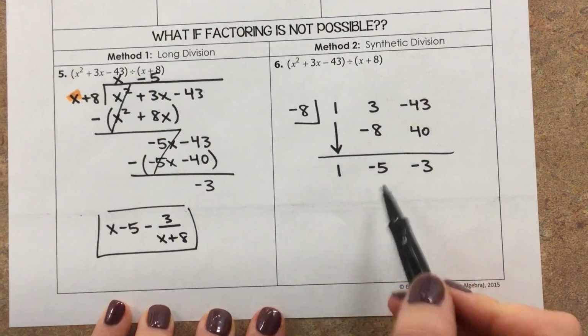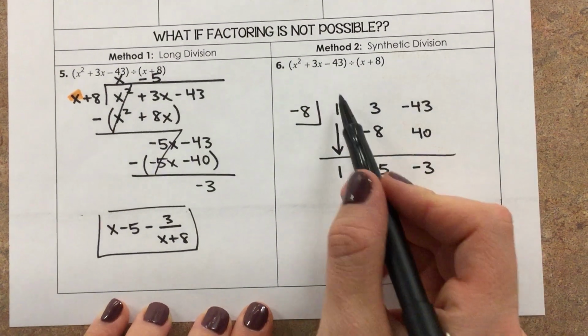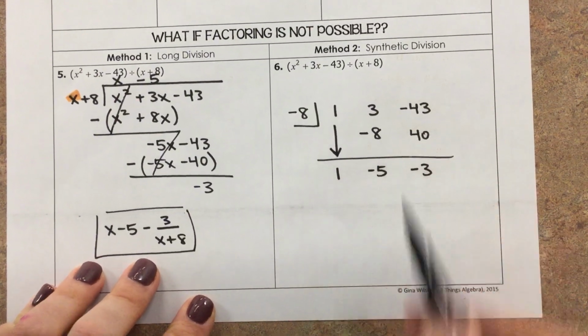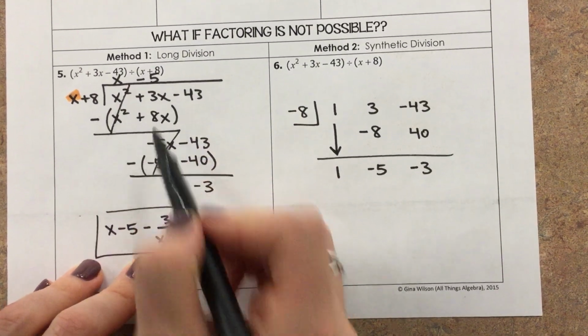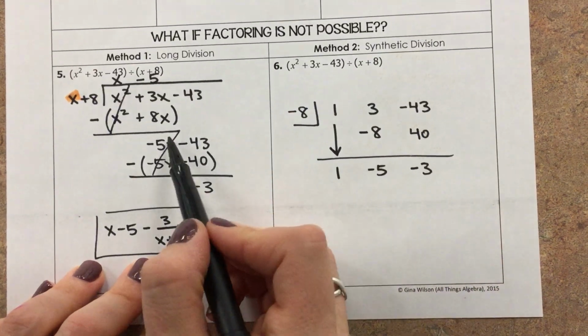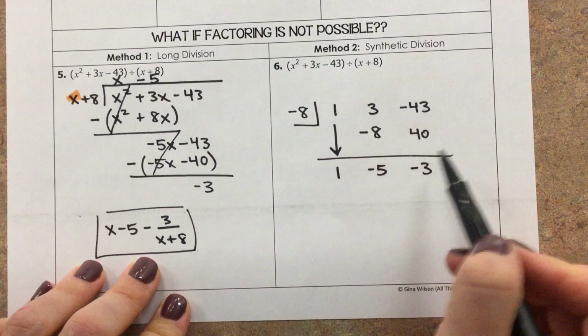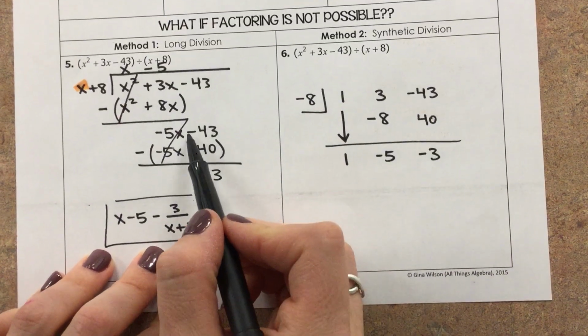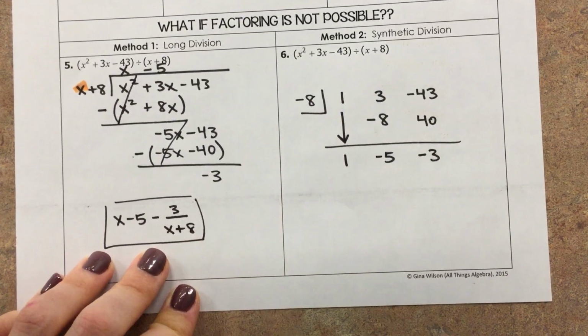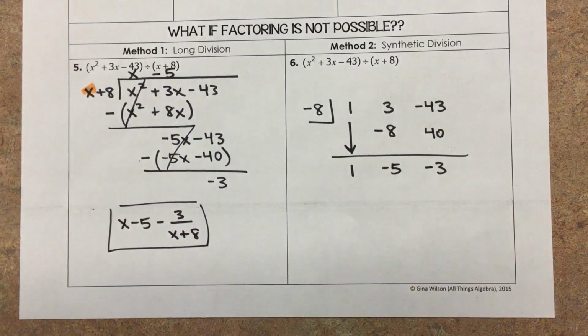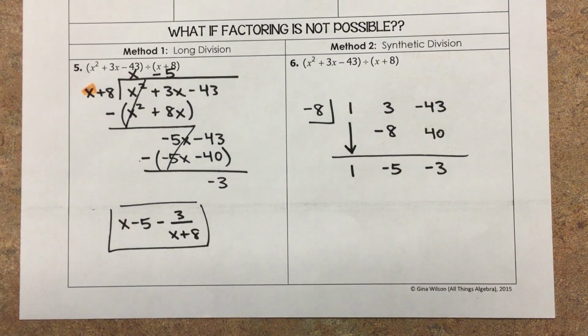So all these numbers appeared over here somewhere. Like the 1 just got brought straight down. This, we did combine a 3 and a -8. This was the 3x minus 8x. And this -5 is this -5x. And then we saw this happen too. The -43 combined with 40, that was this. The -43 minus a -40 gave us that -3. So all the pieces are still there. You just kind of remove all the variables to make it like this little shortcut.